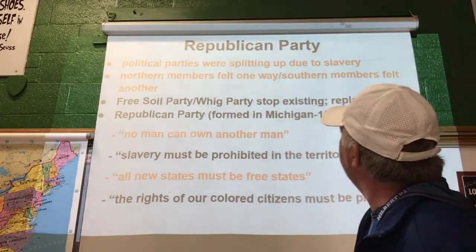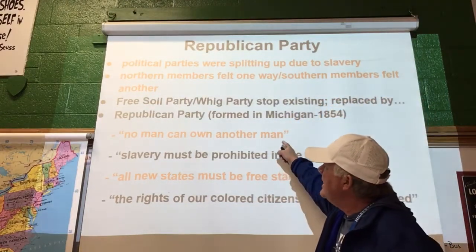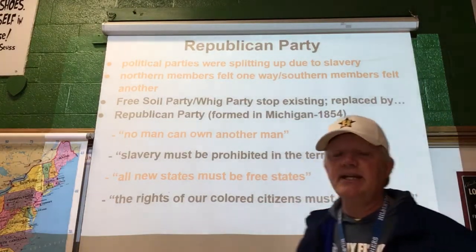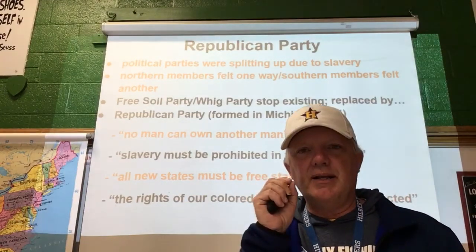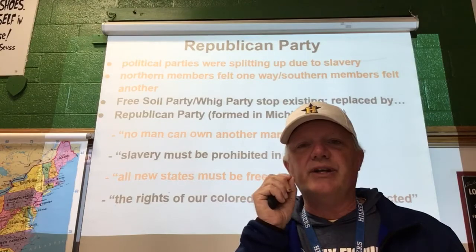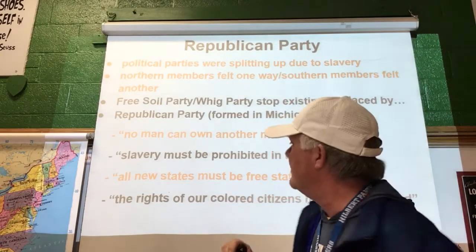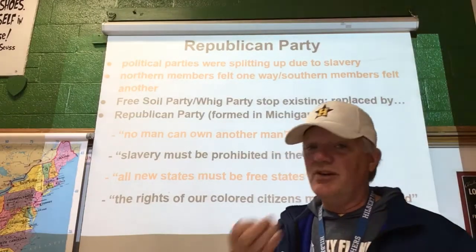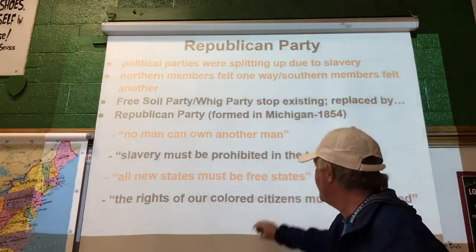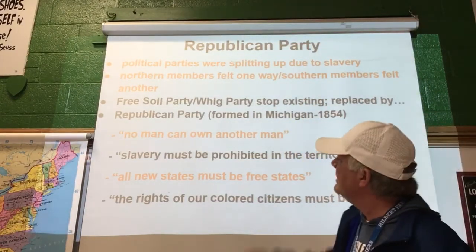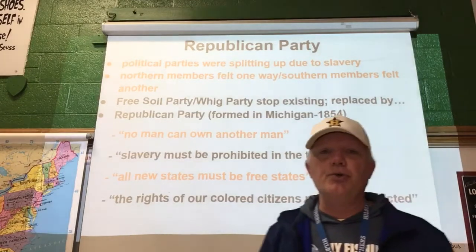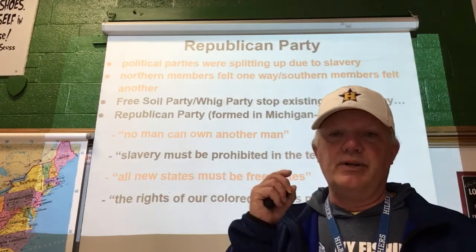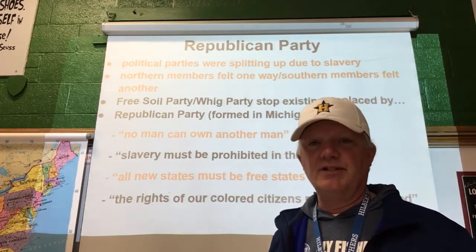The Republican Party stated that no man can own another man. Slavery must be prohibited in the territories. Republicans believed that slavery could not spread. They wanted to stop the spread of slavery. All new states must be free states, so any new territories coming along had to be free states, and the rights of our colored citizens must be protected. That was the viewpoint of the new Republican Party: anti-slavery, slavery cannot spread, and any new territories must become free states.